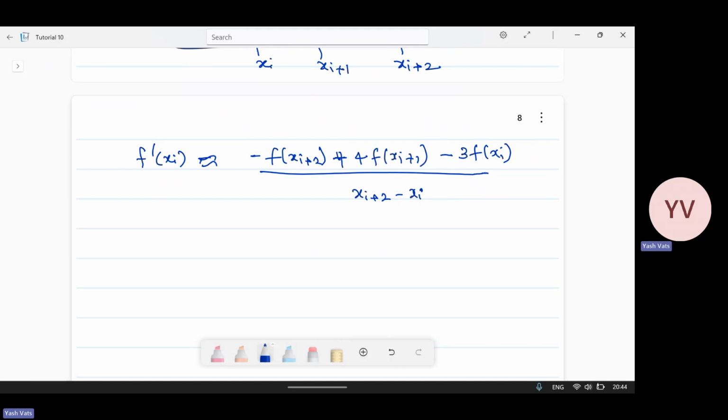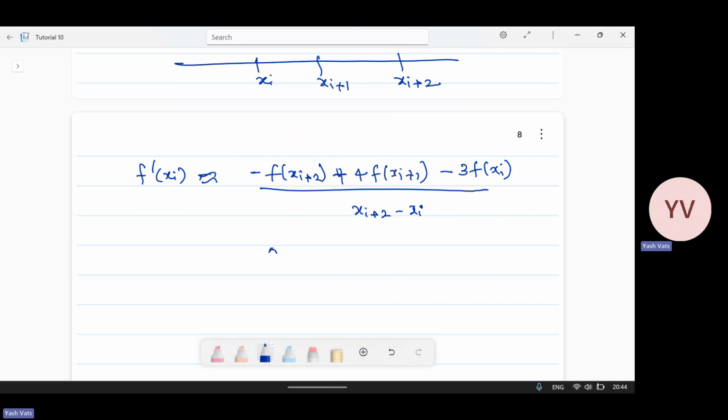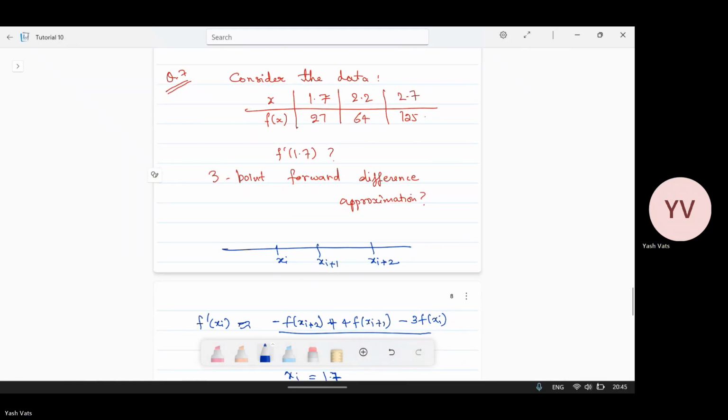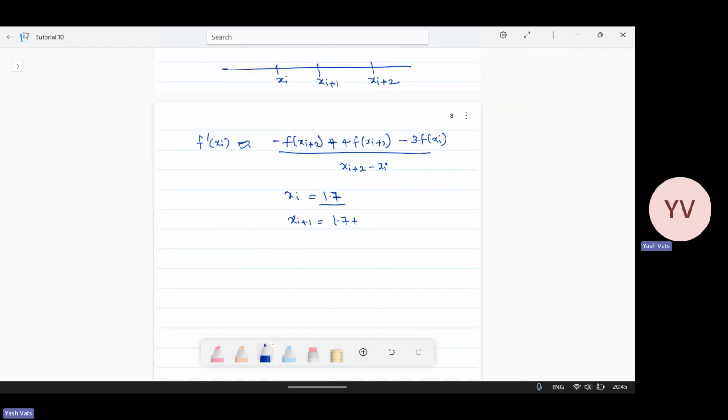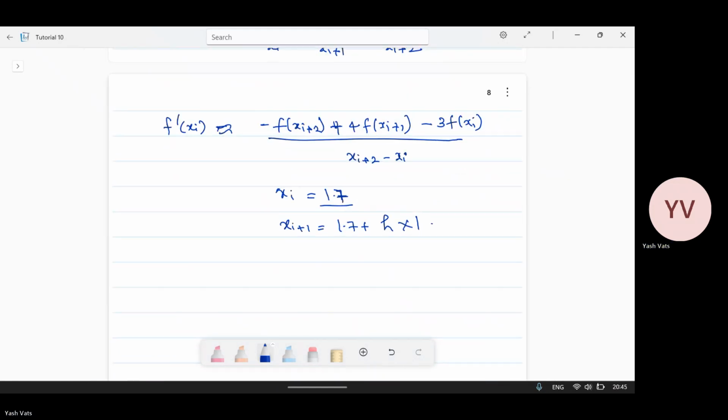Okay, and xi plus 2 is, so you have to start from 1.7, so xi is 1.7 and xi plus 1 is 1.7 plus h into 1, and h is basically your 0.5 here, so it is 2.2 and xi plus 2 is 2.7.